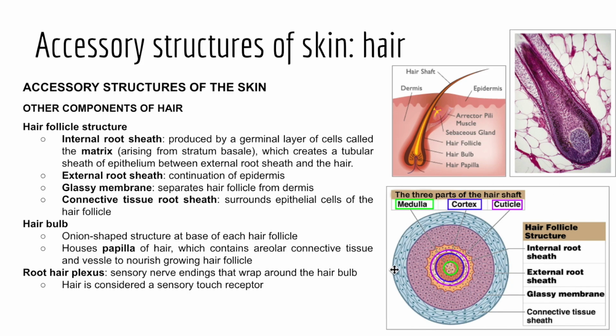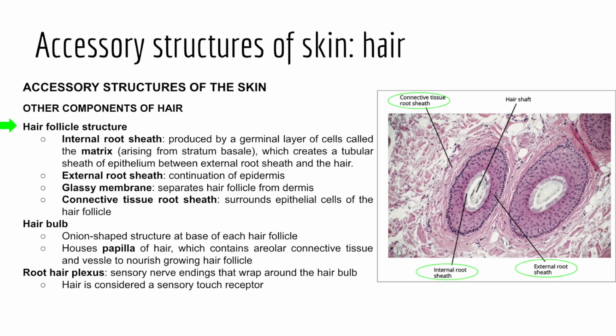In the image here at the bottom, we have further what's called a glassy membrane, and we see that glassy membrane right here. This is just an acellular layer that separates the hair follicle from the dermis itself. And then moving outward from there, we have what's called a connective tissue sheath, which surrounds epithelial cells of the hair follicle. So we have 4 components making up the hair follicle by which we surround the 3 parts of the hair shaft.